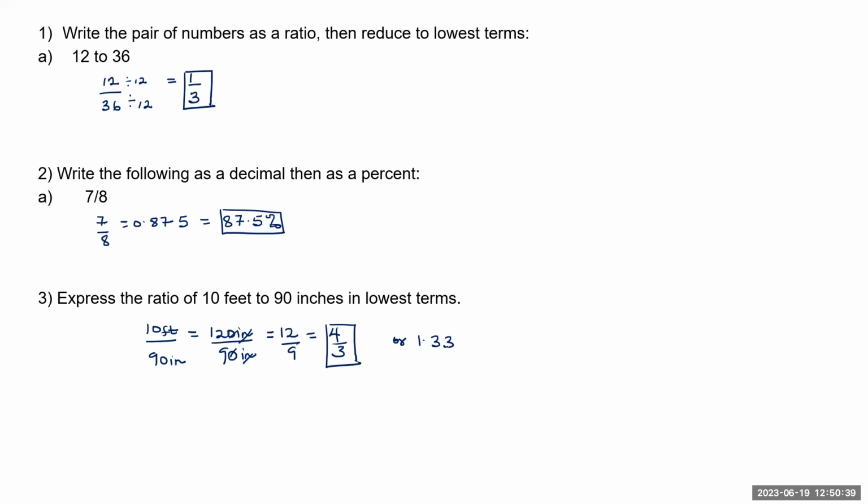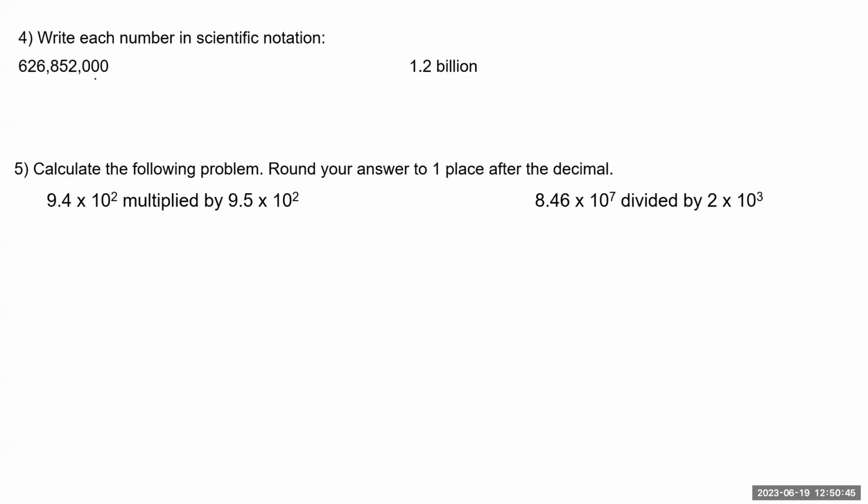If you want to express this as a decimal, then that would be 1.33 if we're rounding to 2 places. We looked at how to write scientific notation. So to write this in scientific notation, we move the decimal 1, 2, 3, 4, 5, 6, 7, 8 places to the left. So we have 6.26852 times 10 to the 8. To write 1.2 billion in scientific notation, that just becomes 1.2 times 10 to the 9th. Billion is 10 to the 9th when you write it in powers of 10.